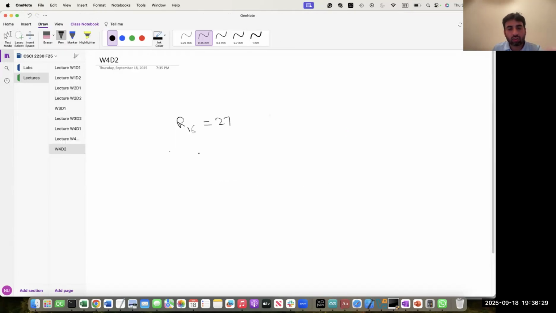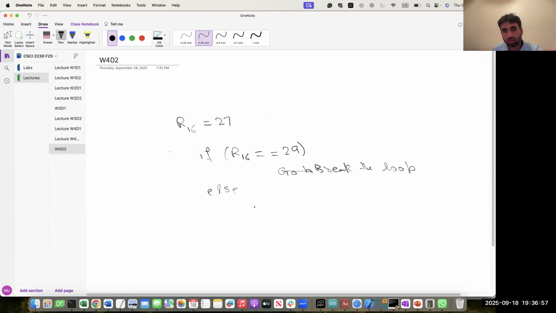So here we can say if R16 is equal to 29, then break the loop. Else, go back to the loop.